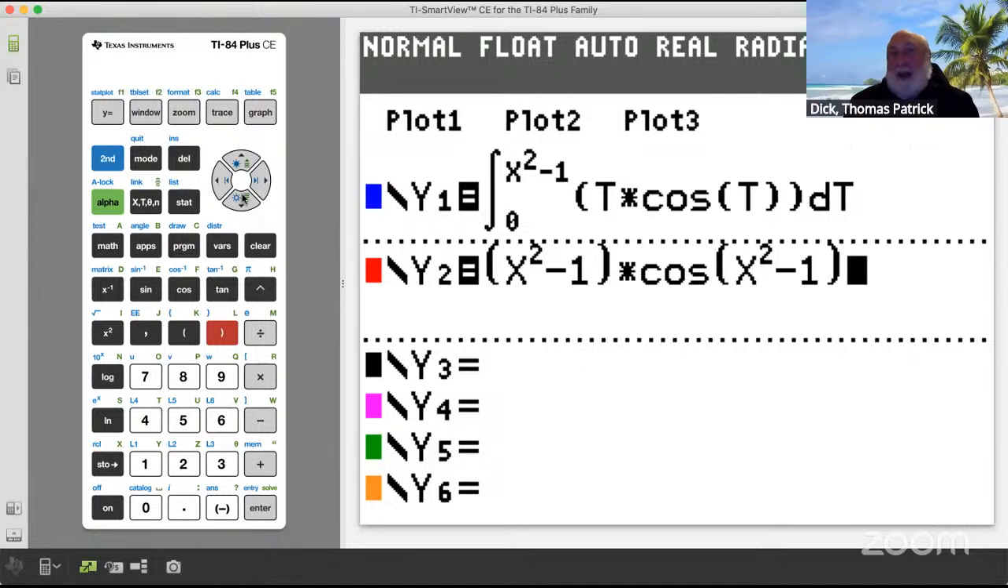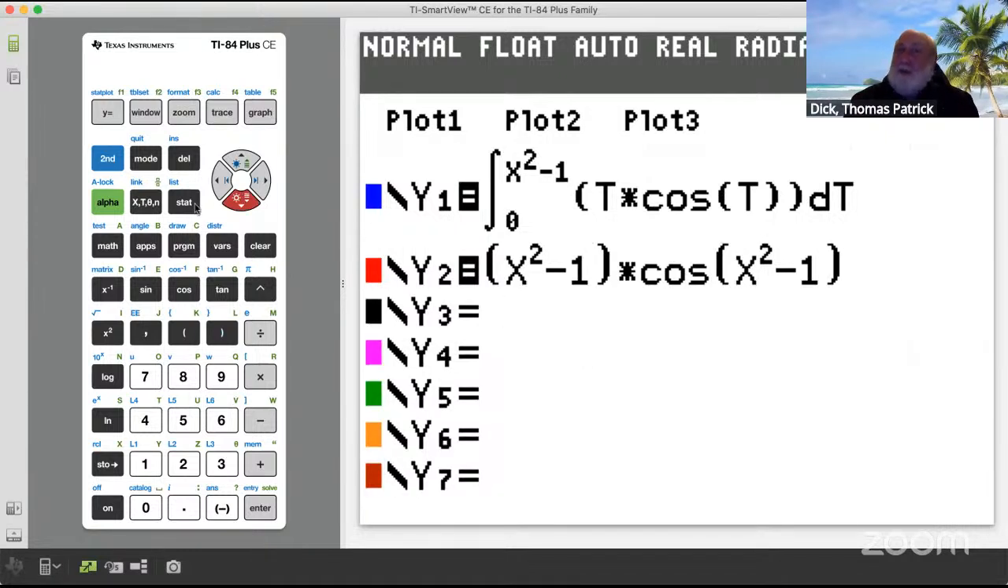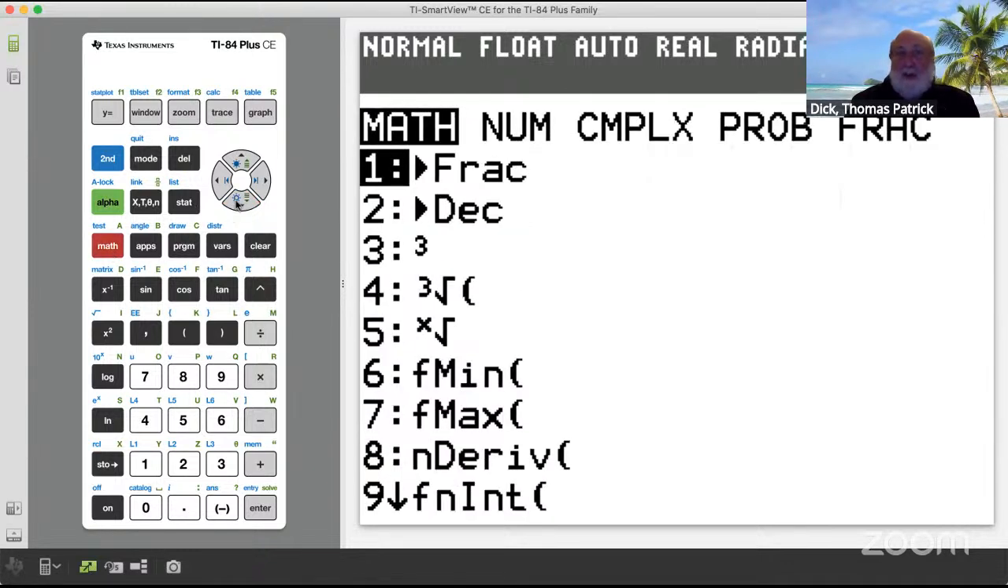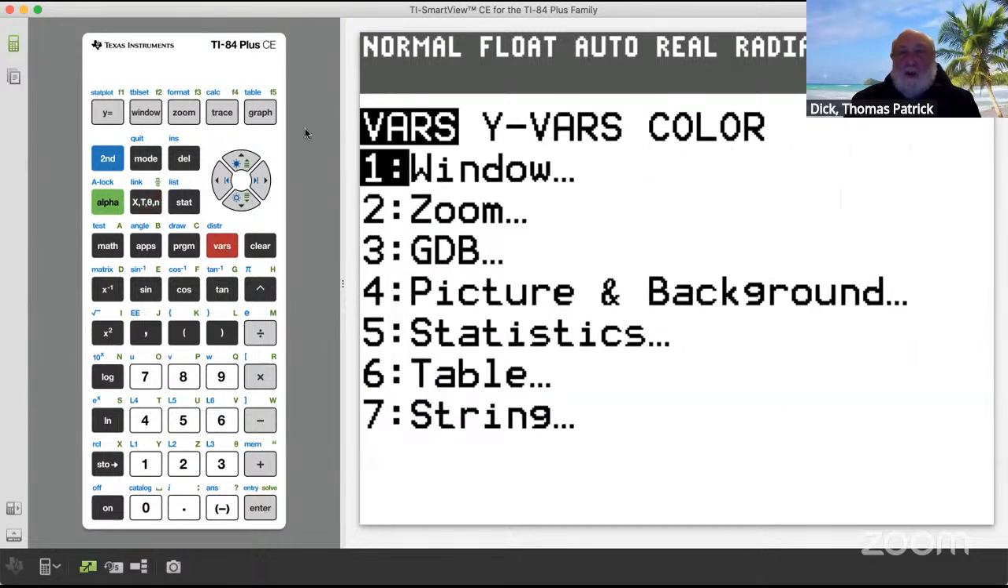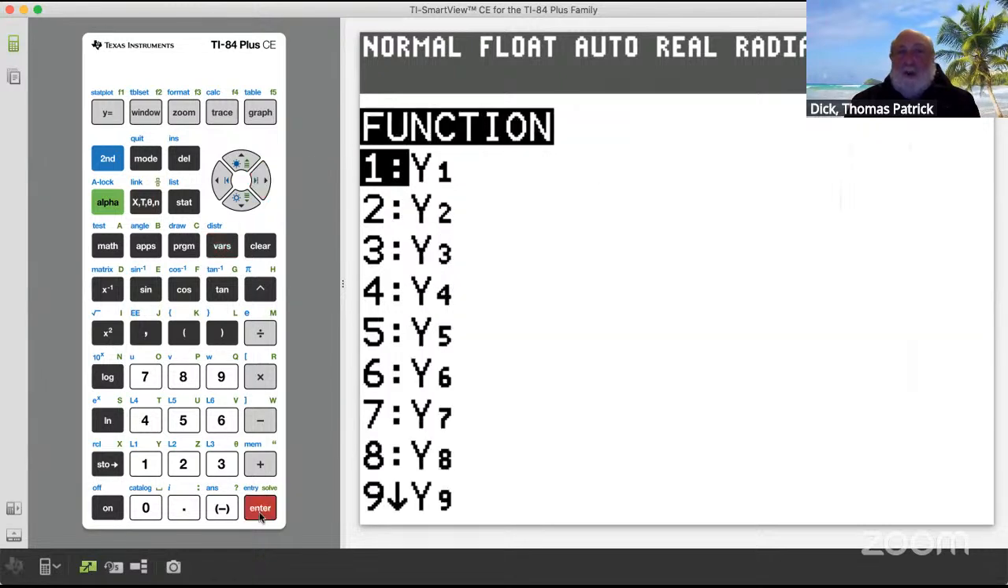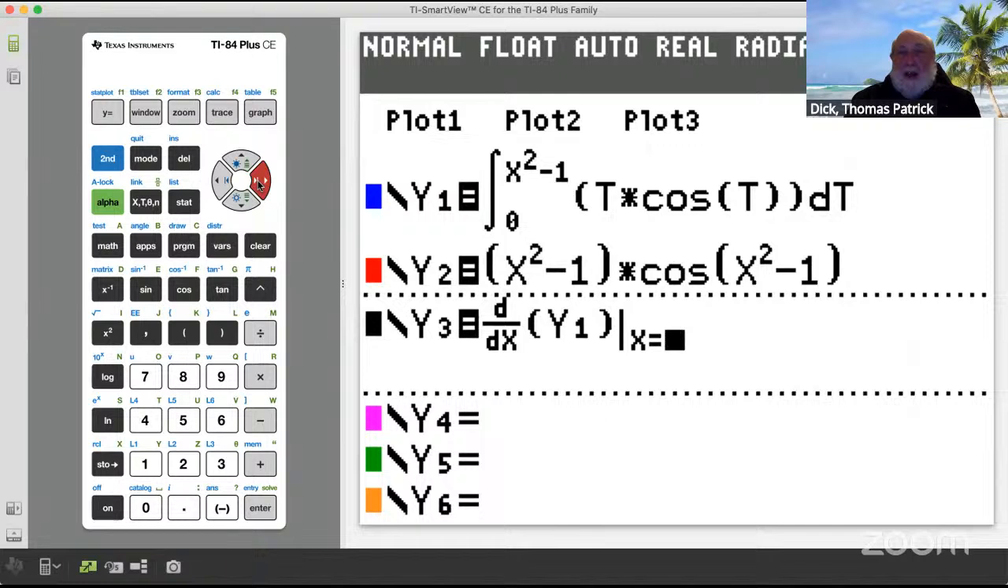Well, how do I check my answer? In y3, I'm just going to put the derivative of y1 using the numerical derivative. So I'll go to my math menu, go down there to number 8, take the derivative with respect to x of y1. Go to my vars, y vars, function, there we go. And that'll be x equal x for graphing purposes. So that's going to graph the derivative. It's not doing it symbolically, but it's using the numerical derivative, getting difference quotients over really tiny intervals.